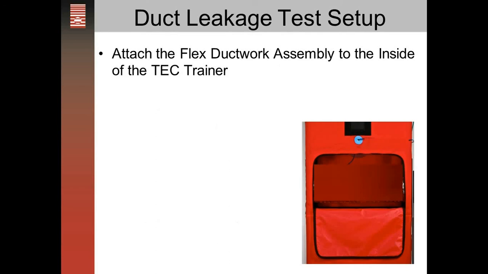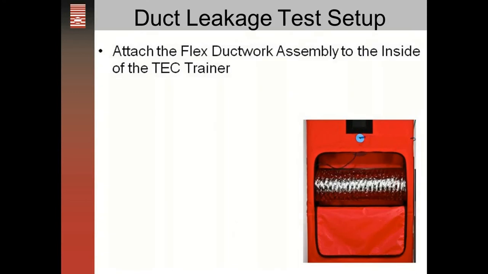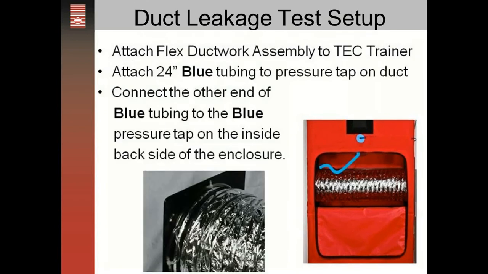So first step, you'll open the zipper in the back, and you'll attach that flex duct to the inside of the trainer, and that attaches to Velcro on the sides of the container there. And then you'll connect a short length of blue tubing from the duct to that blue patch, the bulkhead on the blue tap. Just like those of you who have a Duct Blaster fan, you'll be familiar with that tubing array with the T connection.